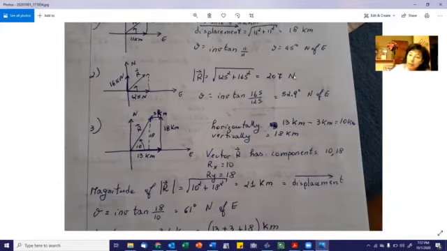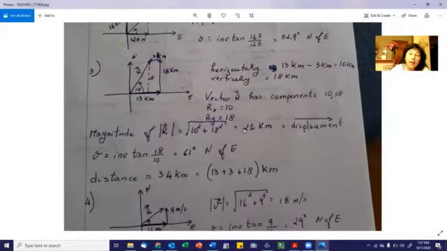So then you calculate magnitude and direction one more time with the rise over run, depending on the angle that you're choosing. If you're choosing this angle here, it's going to be this rise over run.